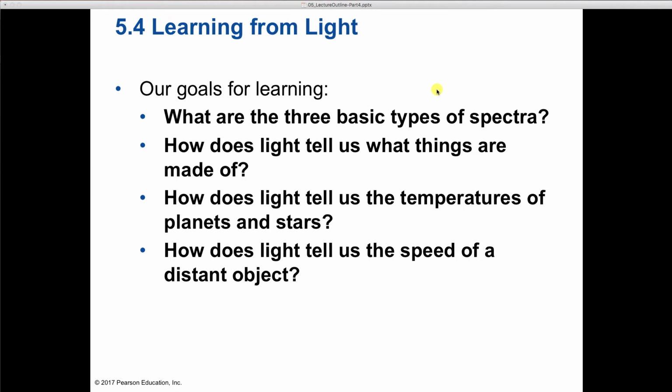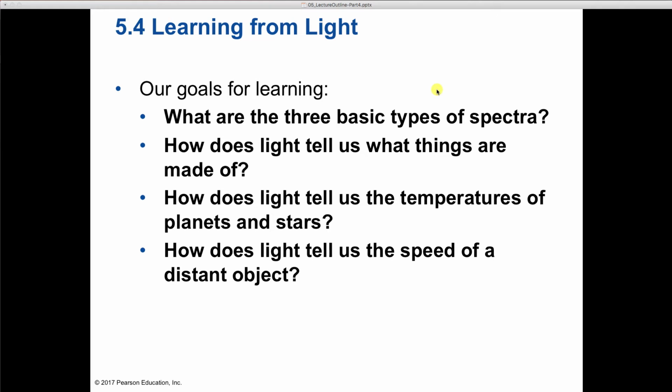Hi class, this last section of Chapter 5 is kind of a long one, so there's a lot of information here, but it wraps up all the ideas of the chapter. So we've talked about how atoms give off light, how matter is made of atoms, and those atoms ultimately can give off light, they can absorb light, and so on.